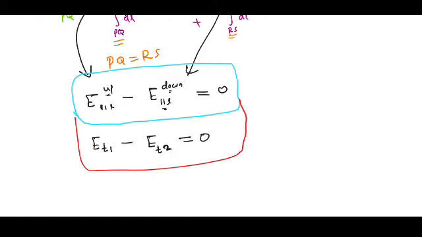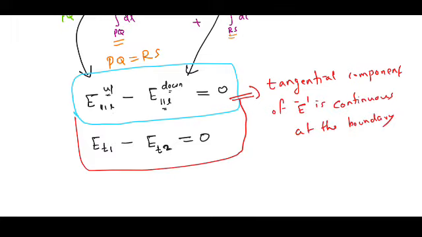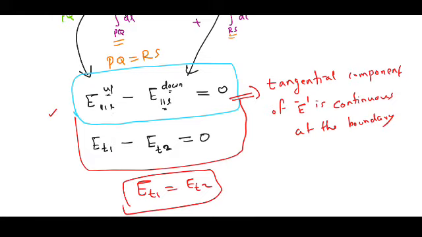This is the second boundary condition, whose physical meaning is this one: the tangential component of the electric field is continuous at the boundary. Fine, or we can write this as Et1 is equal to Et2. Both are the same representation and have the same meaning.